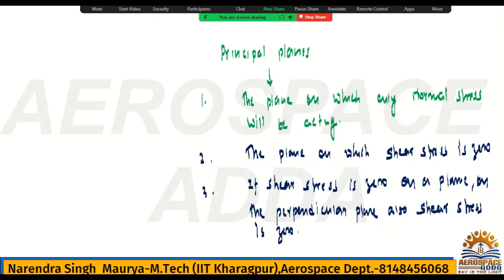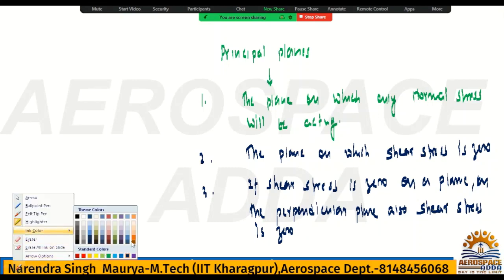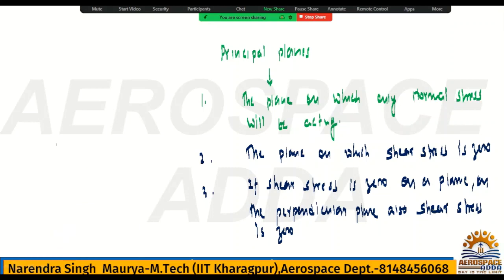Now to locate the principal plane, assuming the principal plane is making an angle with the vertical plane, I'm talking about the principal plane. So just forget about the theta, now we are talking about the principal plane. I'm assuming that the principal plane is making angle alpha from the vertical. So one diagram I will draw, so it will be more clear.